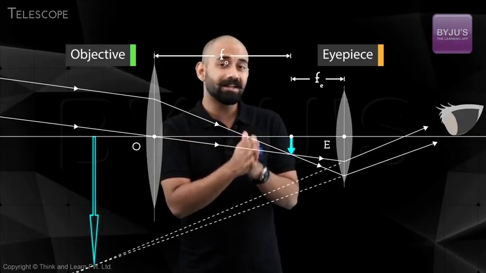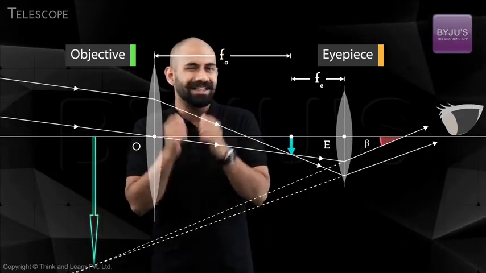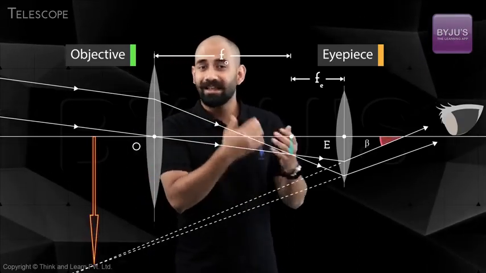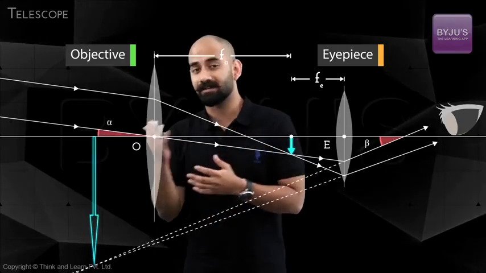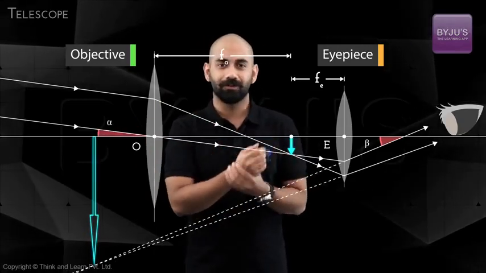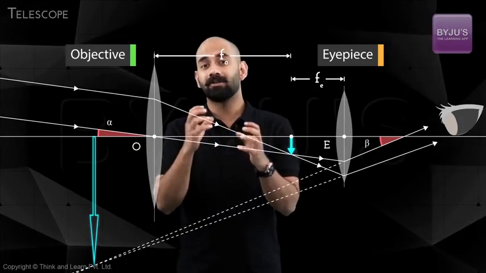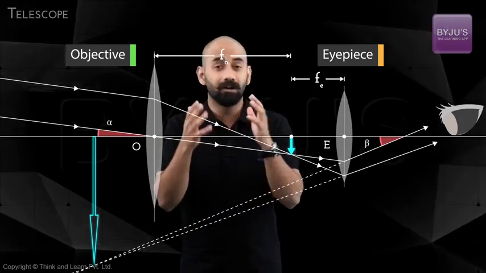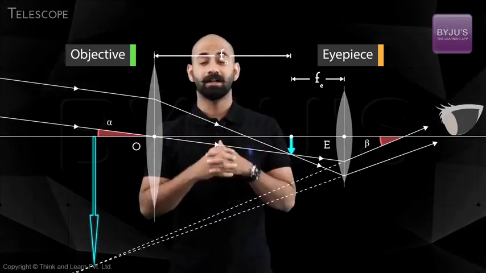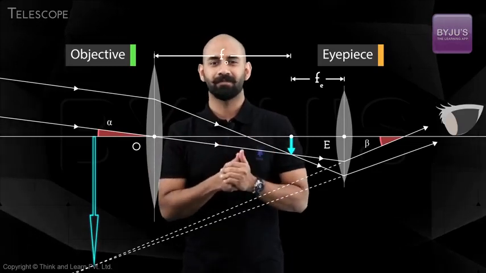Now, you can see that the angle subtended by this image at the eye is greater than the angle that the object subtended at the eye. So this is why when you see through a telescope, it looks like the object is much closer. And that's how telescopes work.